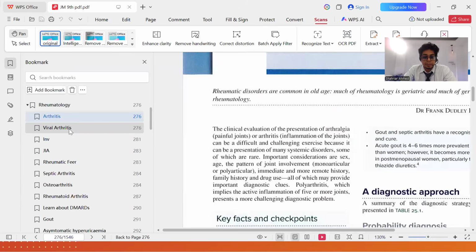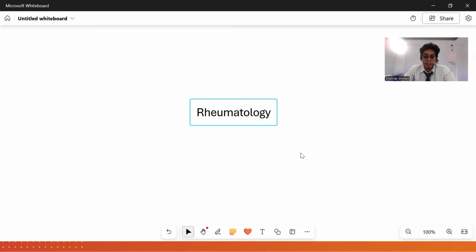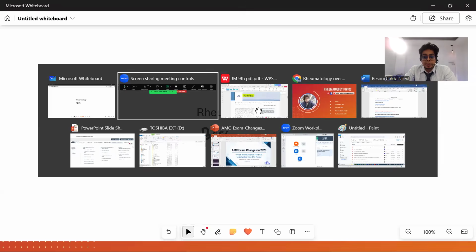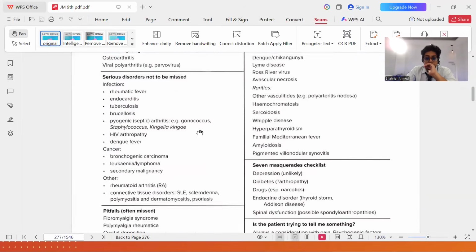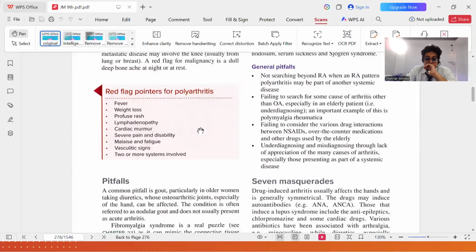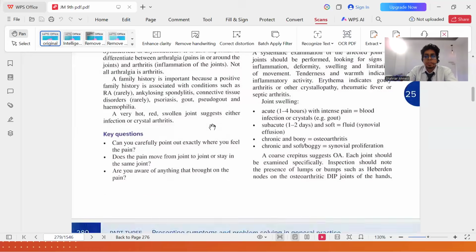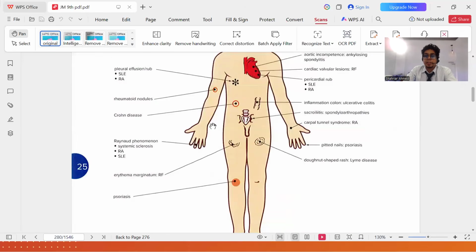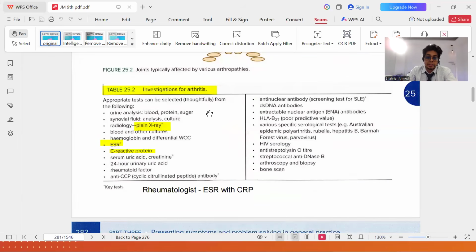Let's see what is coming out first. What we'd like to start with is some of the basics related to rheumatology. So what are some of the basics? Let's get into the arthritis chapter. In the arthritis chapter, you will get some information, like whether it is a polyarthritis or a monoarthritis. In the beginning, some questions are given, mostly for the clinical AMC, so don't worry about that one. Here certain other points are given actually.